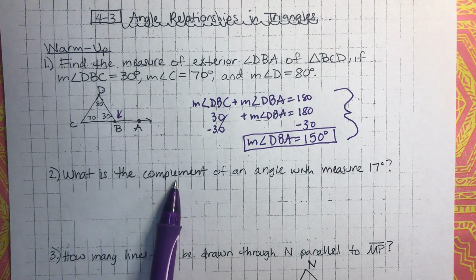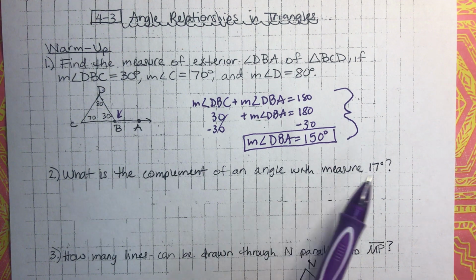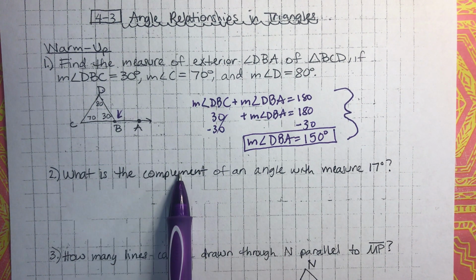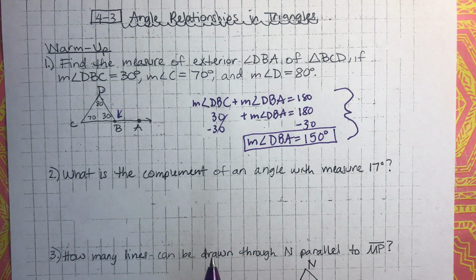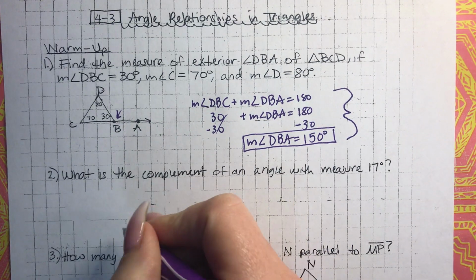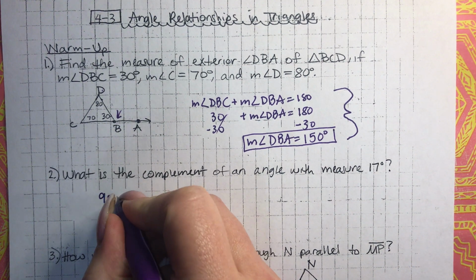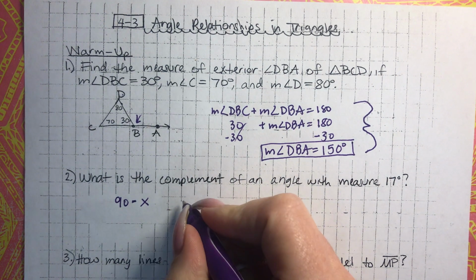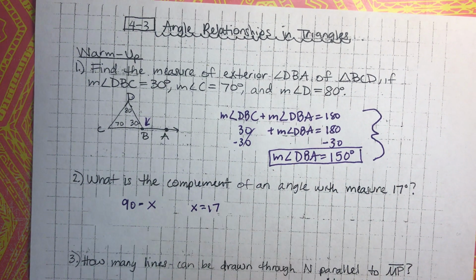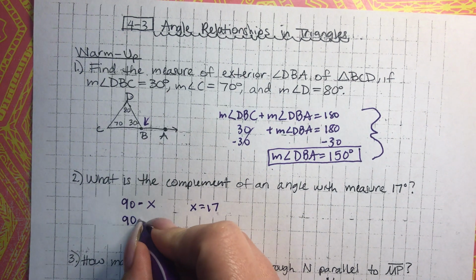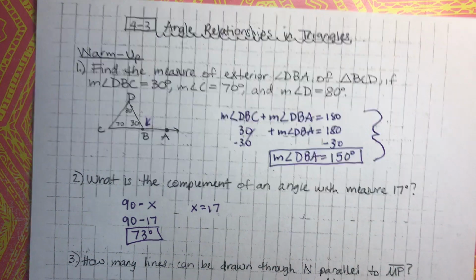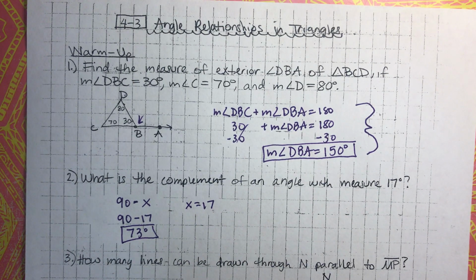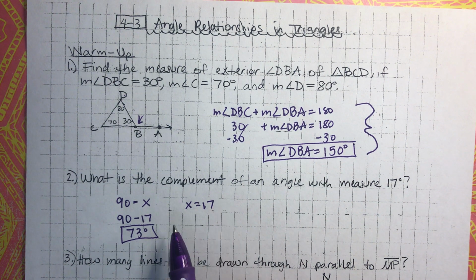Number 2 says, what is the complement of an angle with measure 17? So remember, complements are two angles that add up to 90 degrees. And the complement of an angle x is 90 minus x. Do you guys remember that? I think that was from chapter 1. So if x is equal to 17, then we substitute that in. We get 90 minus 17, which is 73 degrees. That is the complement of 17 degrees. So these two angles are complementary, which means they add up to 90.